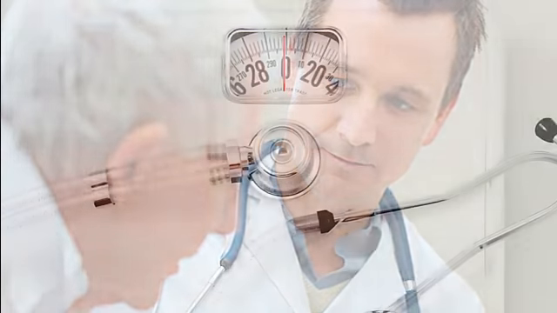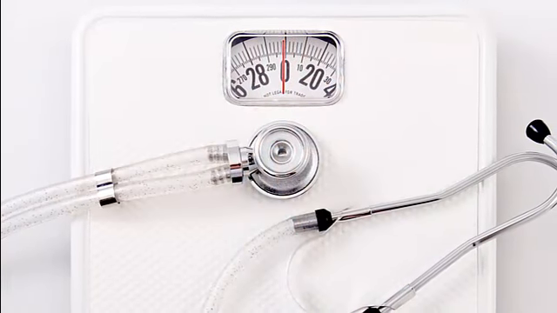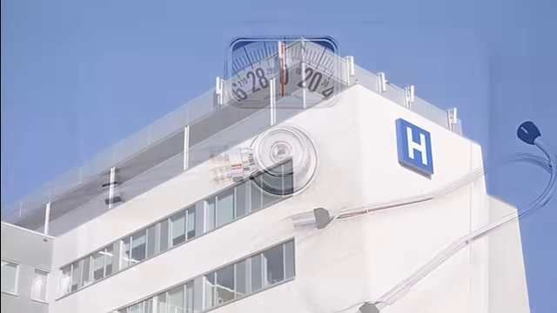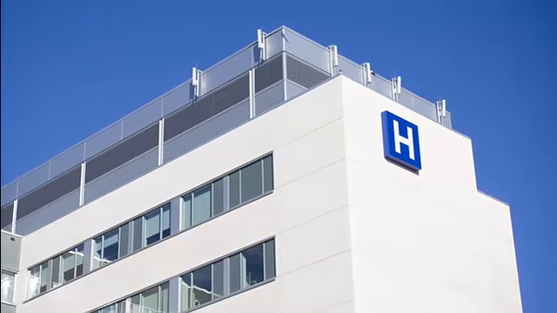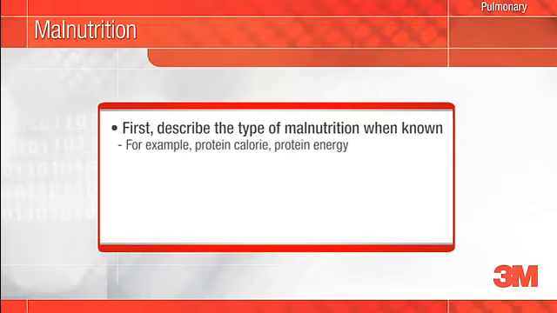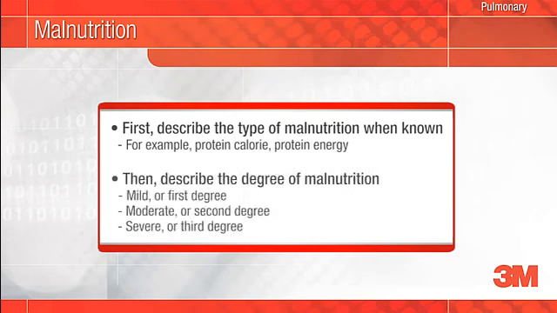Malnutrition is an underdocumented condition in the elderly. However, it is also an important indicator of your patient's severity of illness and an important influence on performance metrics such as readmission rates, length of stay, and quality outcomes. If your patient has malnutrition, you should document the clinical picture, the type, such as protein calorie or protein energy malnutrition, and the stage or degree. For example, mild, moderate, or severe, or first, second, and third degree.